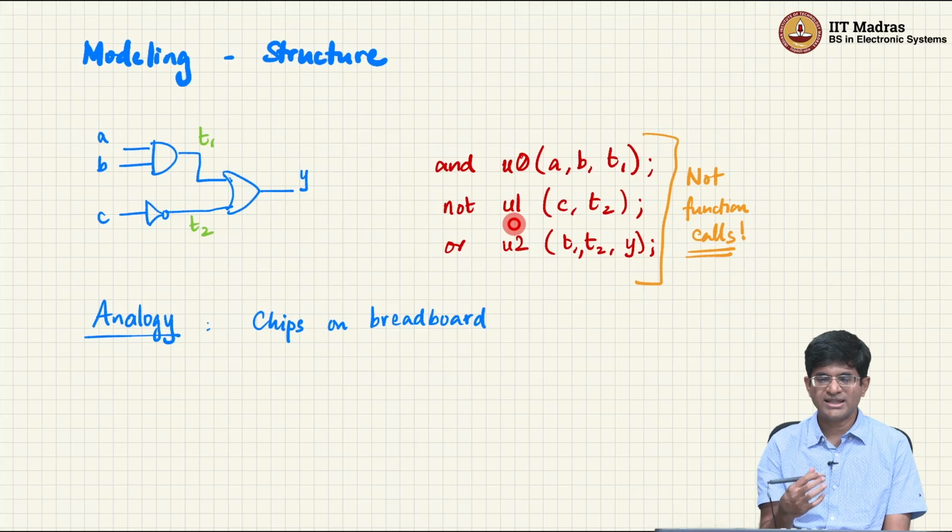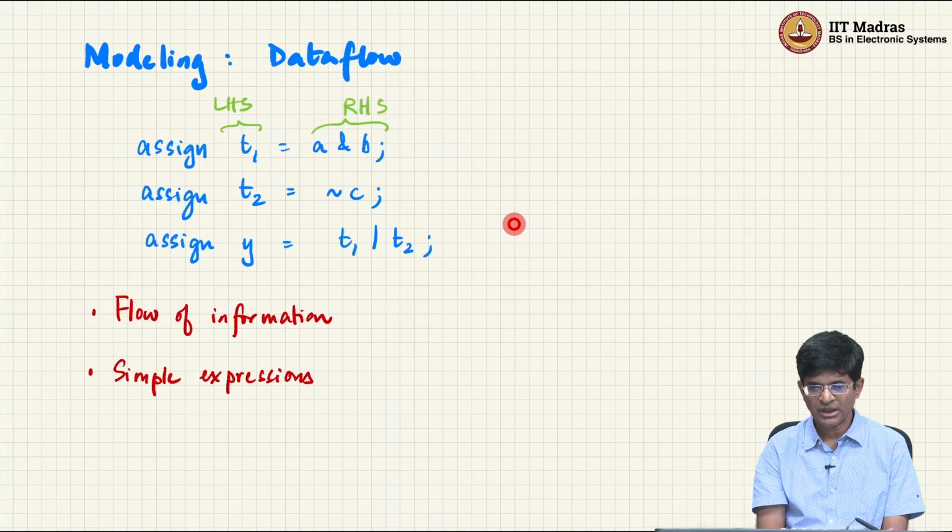Okay. So this is structural modeling, where we literally decide this is the final structure that I want and just place the components that I need and connect them up. Another form of modeling is what's called data flow modeling. In data flow, I would have written the same code as something like this.